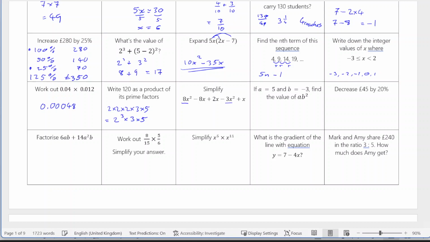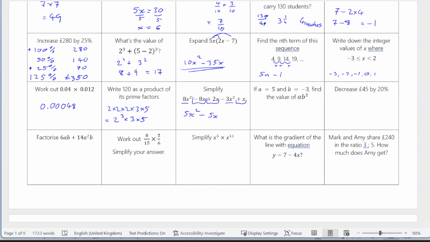We can only collect terms of the same power, so we can collect our 8x squared and minus 8x squared and minus 3x squared to give us 5x squared. We can collect our x's now. So we have got minus 8x plus 2x would be minus 6x, plus another x would be minus 5x. And I've missed off another x squared.